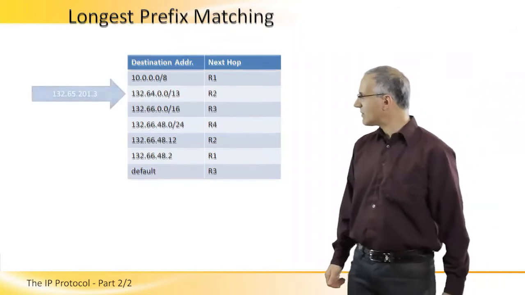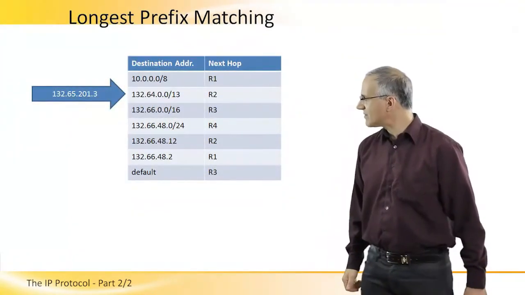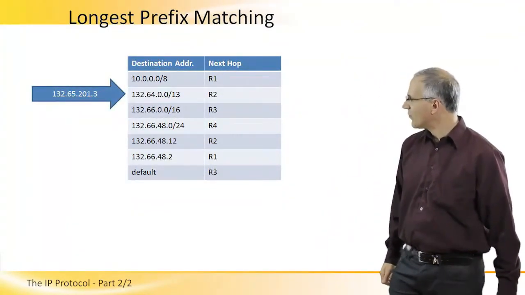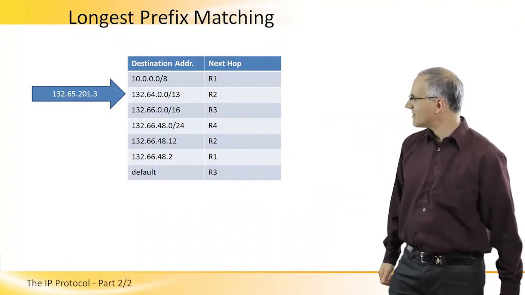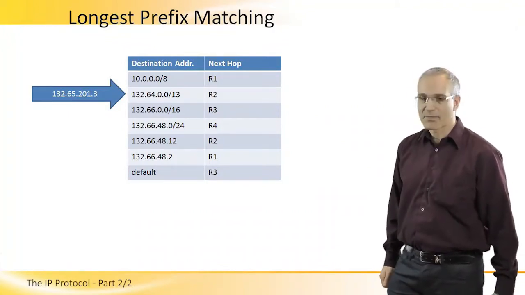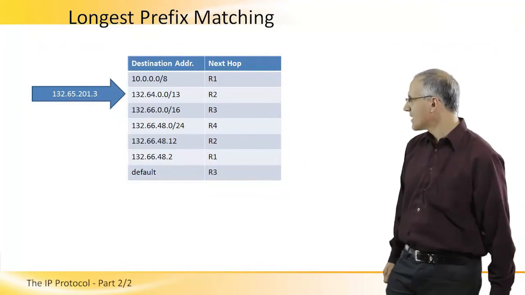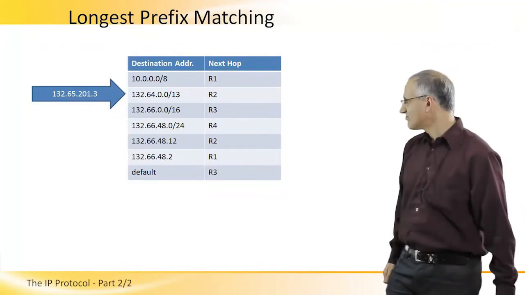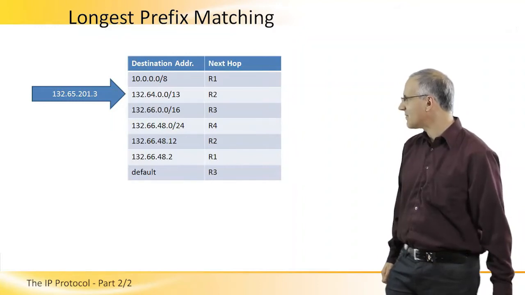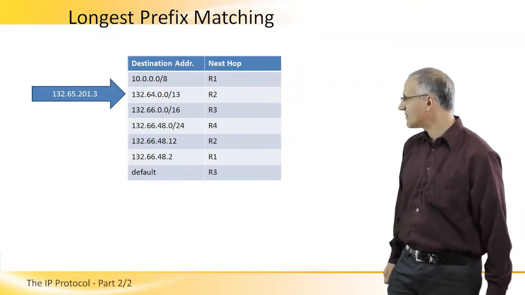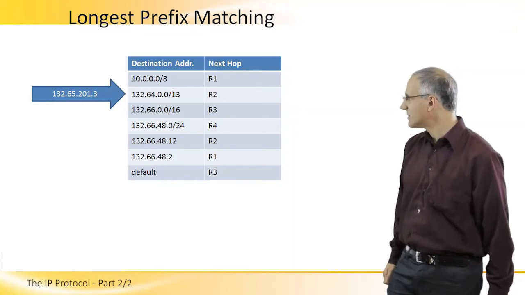So if I want to route a packet to 132.65.201.3, there's only one match for this IP address, apart from the default, of course. So I'm just routing this through the one entry that matches this IP address, and this means I'm going to forward this packet to router 2.